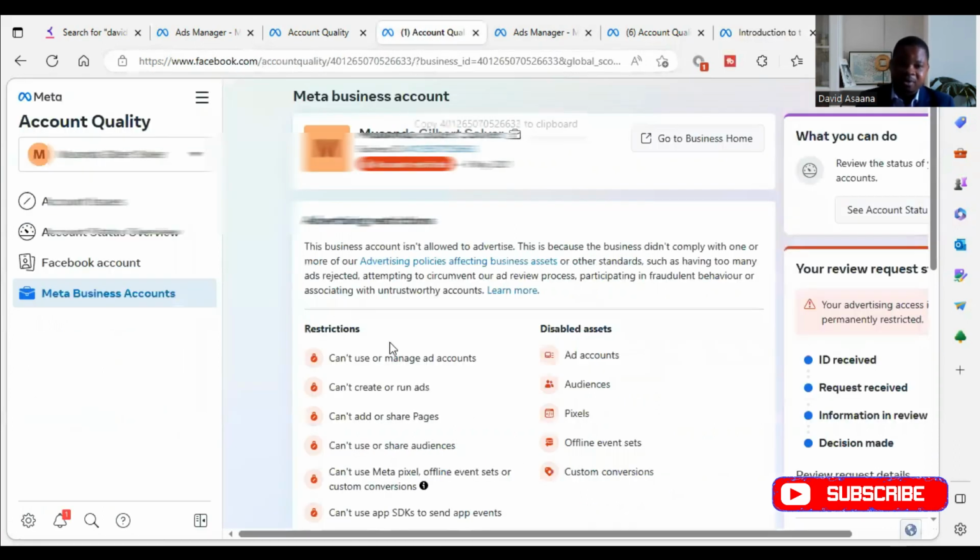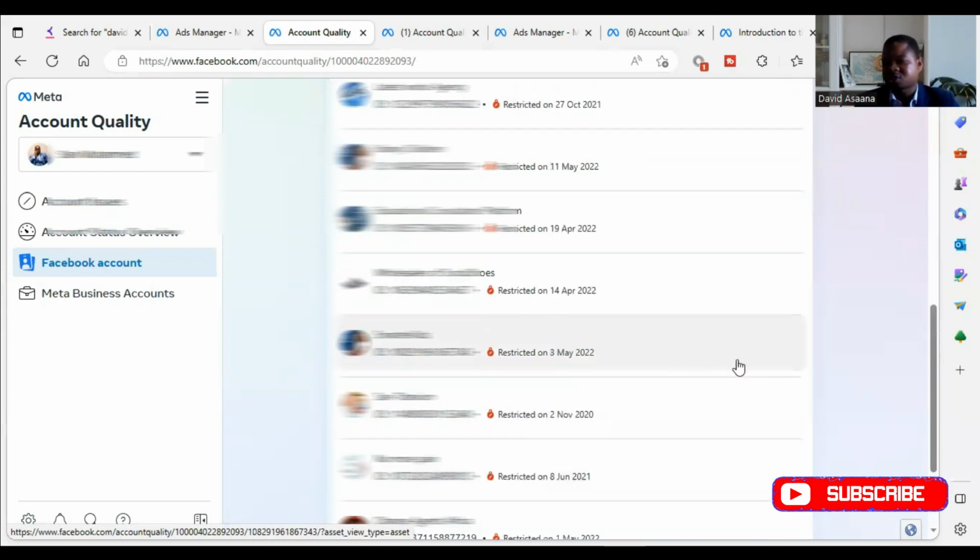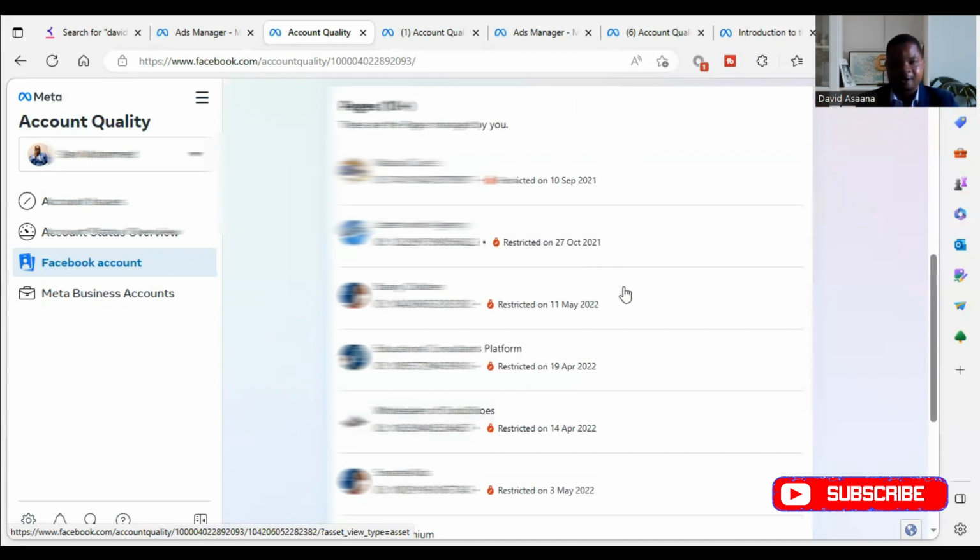Now, if you also create, let's say your page is disabled. One page is disabled. You go and create another page trying to sell the same thing. That one is disabled. You create another one trying to sell the same thing. They are able to detect that it is still the same business. And so they will keep on restricting all of them, just like what you are seeing here.